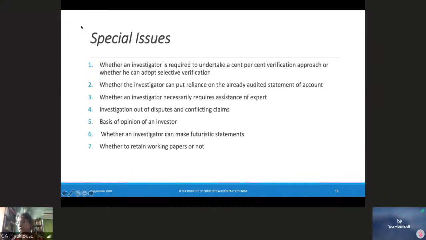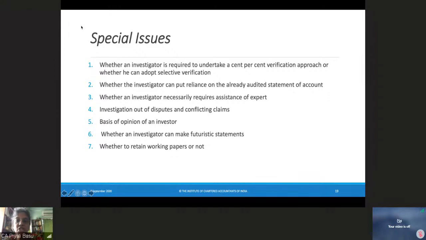Some special issues. What are the special issues? Whether an investigator has to do a 100% verification approach. Yes, probably. Unlike in audit, where we can do sampling, test of controls and all, here in investigation, depending upon the situation and how the analysis is going on, probably you have to do 100% verification. It depends on the exact situation of the investigation.